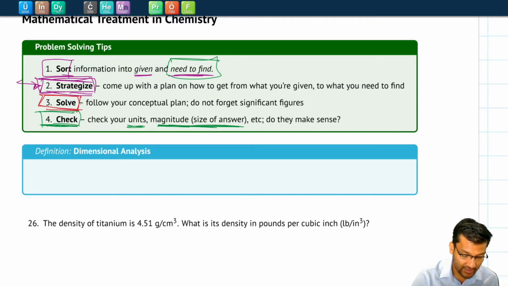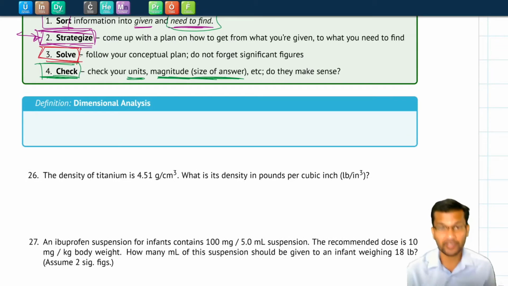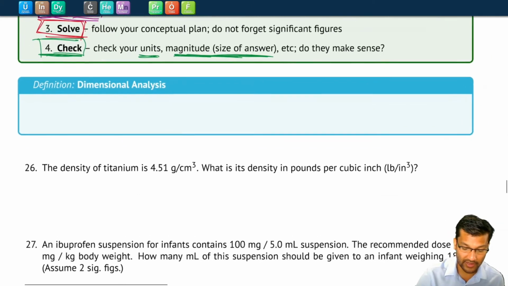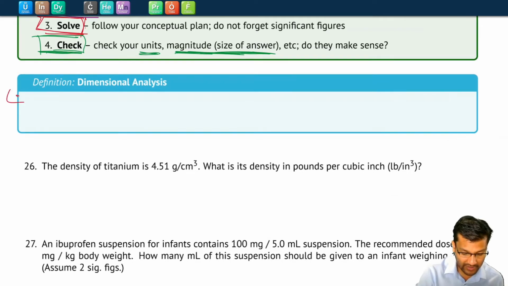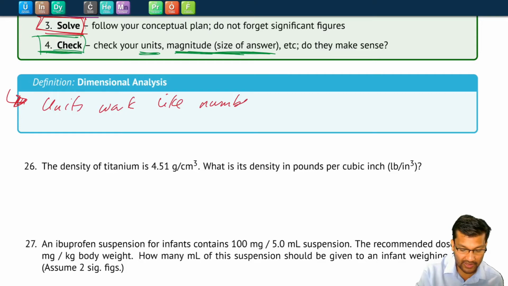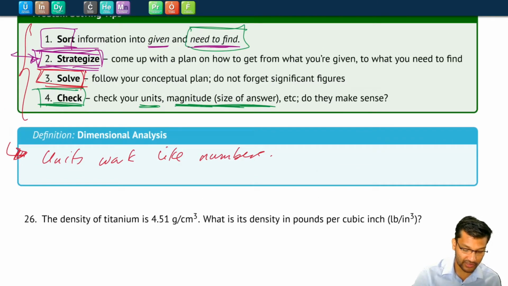And as I've mentioned earlier, dimensional analysis is going to be a very important tool in solving these mathematical problems. If you've remembered, we already went over dimensional analysis, but just to reiterate, basically you can do with the units the same things that you can do with numbers. So units work like numbers. That's all I'm going to say about dimensional analysis. So almost every number would have a unit, and you could use the units the same way you deal with the numbers. Let's go over some examples of how we can use this strategy to solve some mathematical problems that would come up in chemistry.